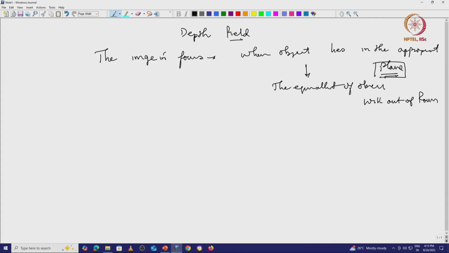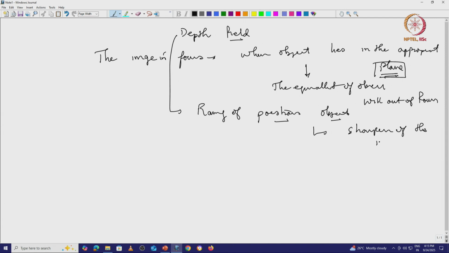The range of positions for the object for which there is no change in the sharpness of the image is what we call the depth of field. This is known as depth of field.